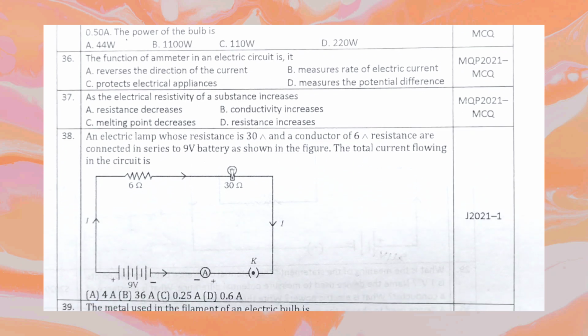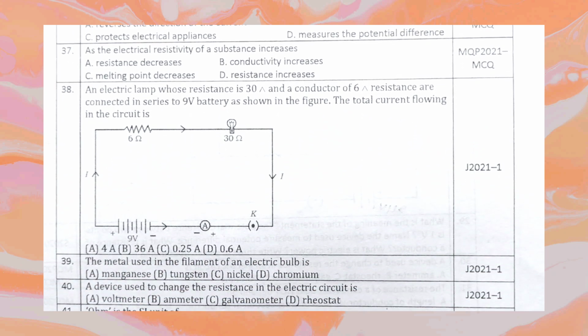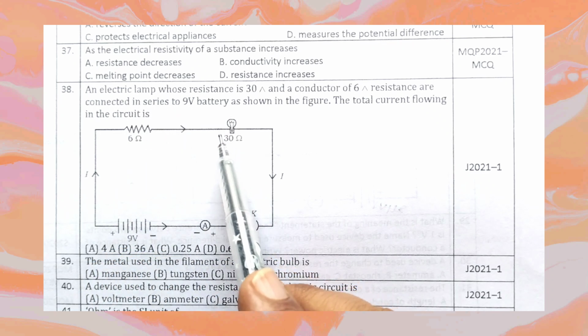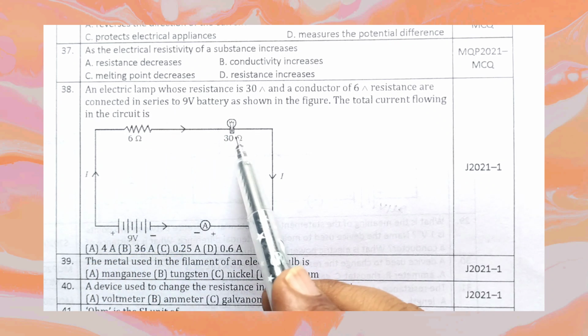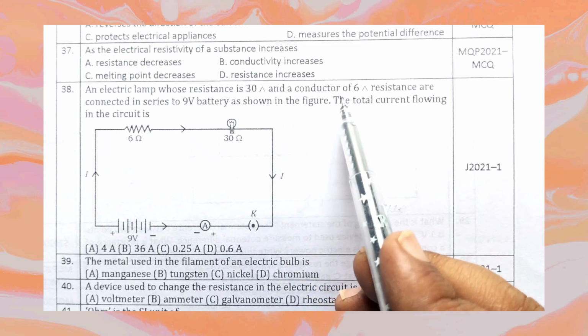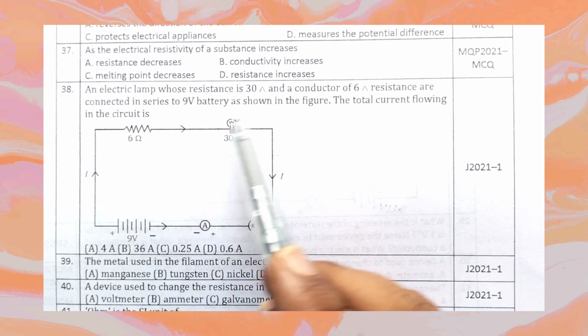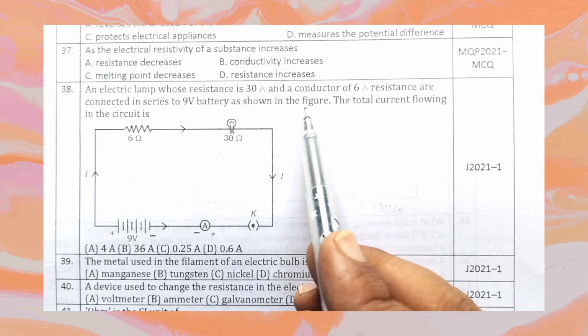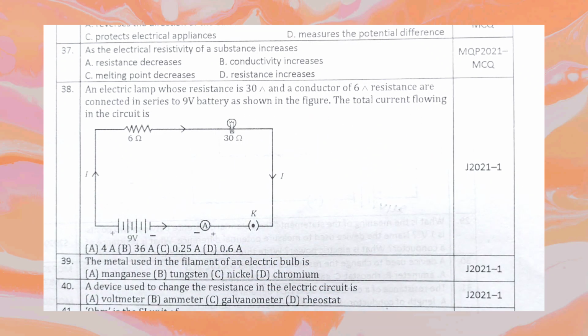Now let us move to the 38th question. The 38th question is again a numerical problem. An electric lamp whose resistance is 30 ohm and a conductor of 6 ohm are connected in series to a 9 volt battery as shown in the figure. The total current in the circuit is asked.